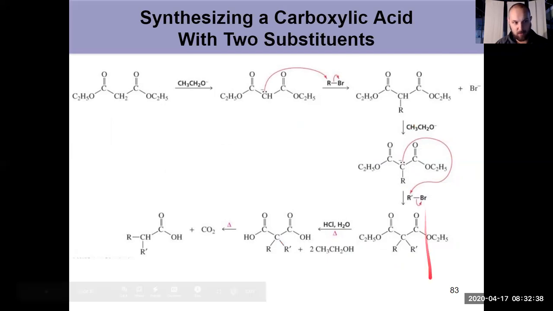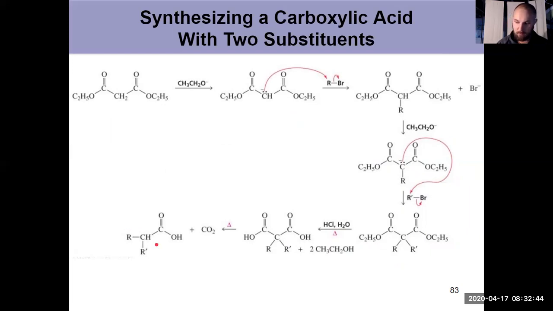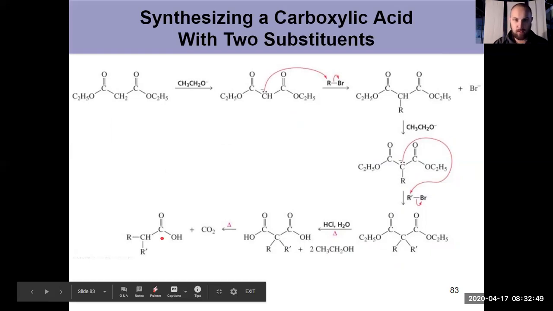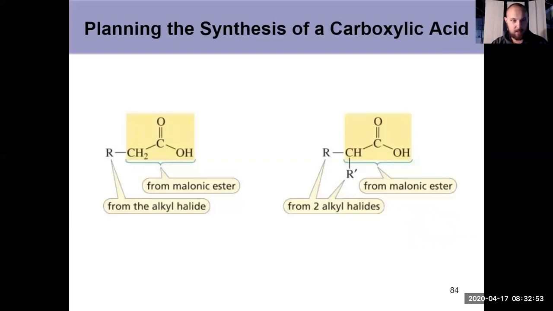So I can control the substituents that end up on my final carboxylic acid. So it's the same exact reaction as what we just saw. You're just doing it twice. And that makes it easy to predict with retrosynthesis. Okay, I kind of alluded to this at the beginning, right? But the two carbons, the one that's on your carbonyl and the alpha carbon, those are coming from malonic ester. Everything else is coming from alkyl halides. So that's how it's easy to tailor the length of these carboxylic acids.